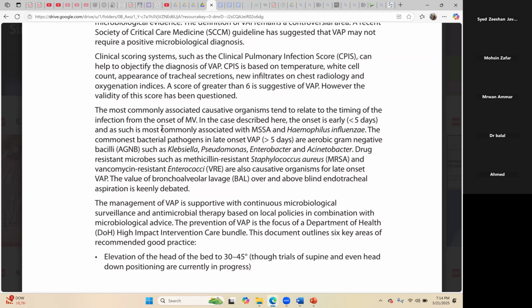As to the timing of the infection, if the onset is early, less than 5 days, the bacteria are methicillin sensitive Staphylococcus aureus and Haemophilus. The most common bacteria in late onset are aerobic gram negatives, like Klebsiella, Pseudomonas, Enterobacter, and Acinetobacter. When you are reading these questions, you can make your own key about antibiotics.